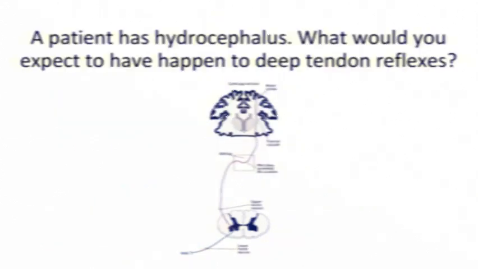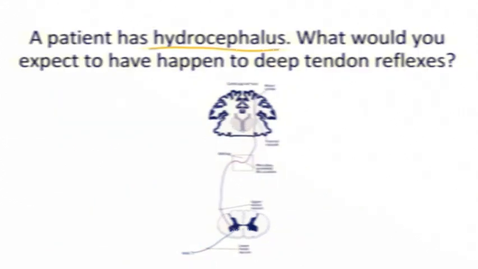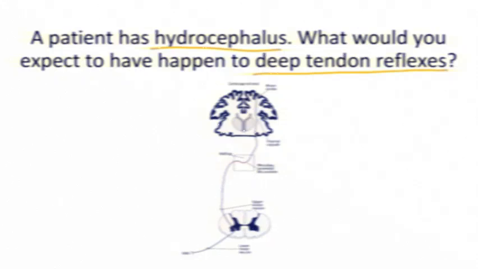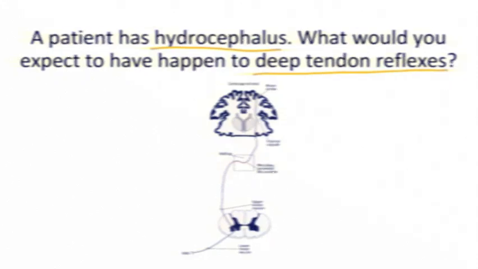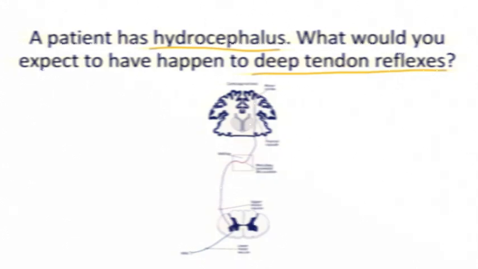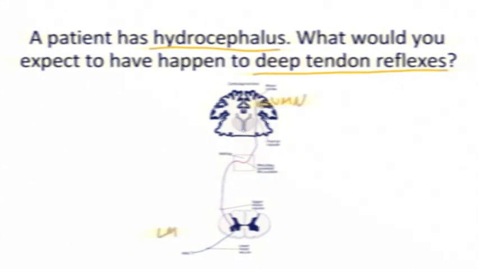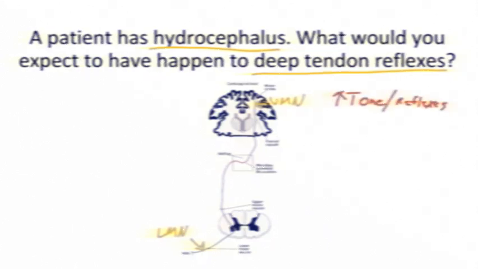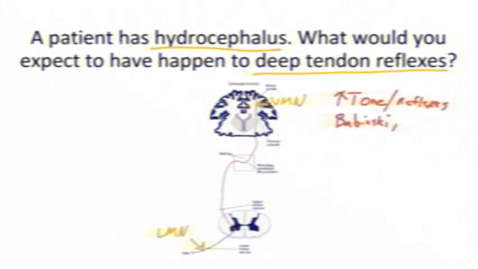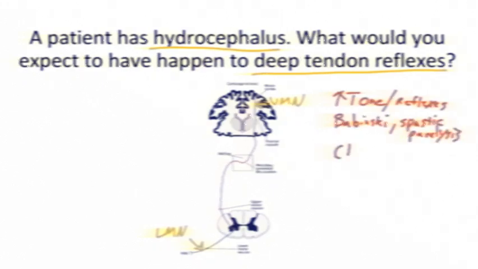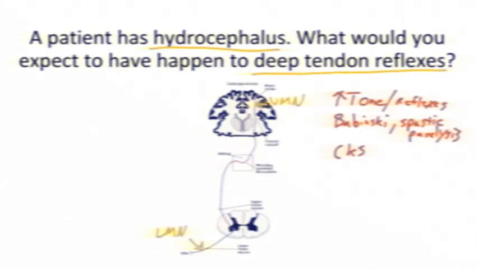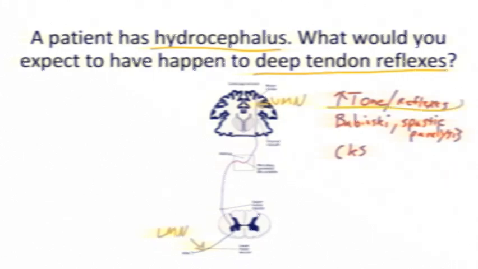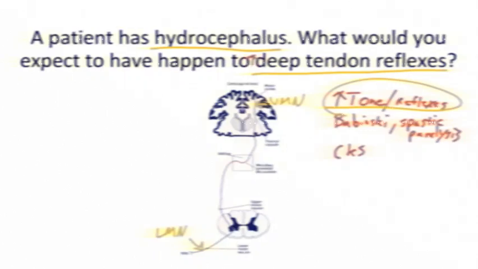So now let's do a question. A patient has hydrocephalus. What would you expect to have happen to the deep tendon reflexes? Now, hydrocephalus doesn't always cause alterations of deep tendon reflexes, but when it does, what do you expect? Well, hydrocephalus would definitely affect the upper motor neuron, not the lower motor neuron. So recall the symptoms for upper motor neuron lesions are increased tone and reflexes, the toes point up, so positive Babinski, and spastic paralysis, and of course, clasp knife spasticity as well. But the point is that if we damage the upper motor neuron with hydrocephalus, then there would be increased tone and reflexes, so the deep tendon reflexes would be increased.